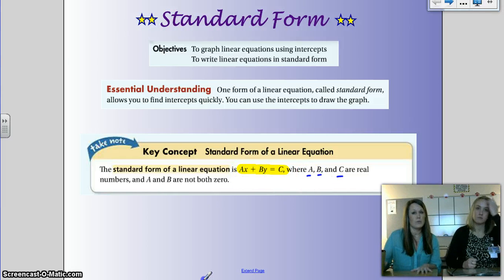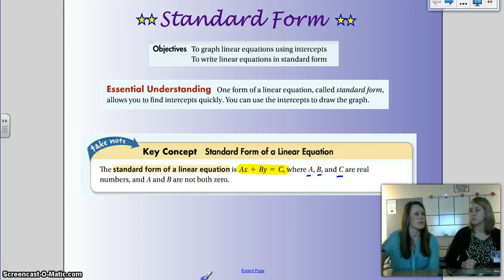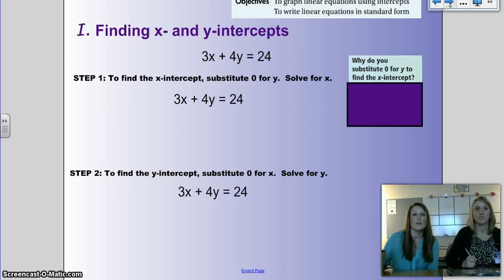A, b, and c have to be real numbers. They also have to be integers. And a cannot be negative. Oh, and a and b can't be zero. Well, I said integers, so that works. Okay. Perfect.